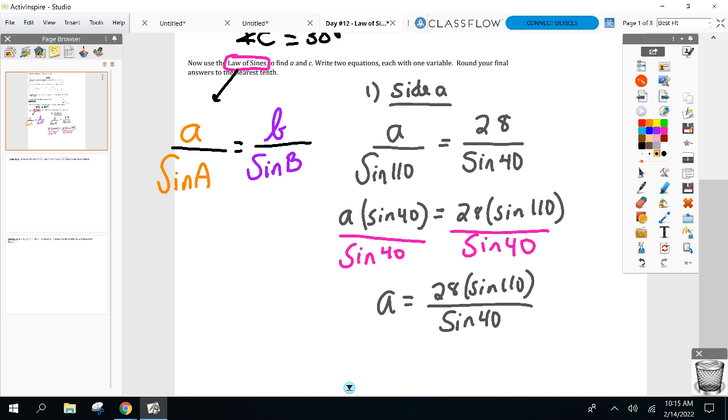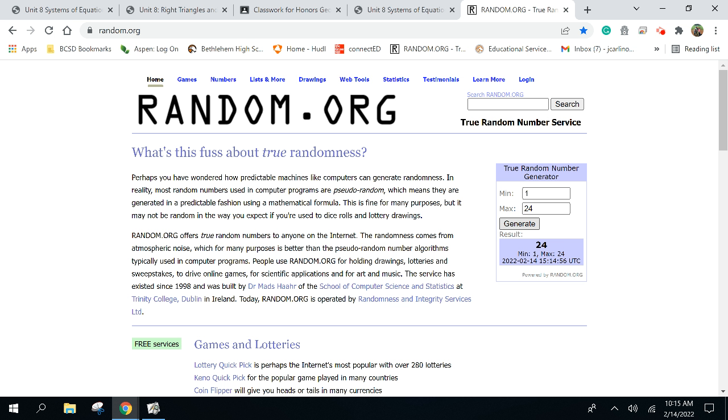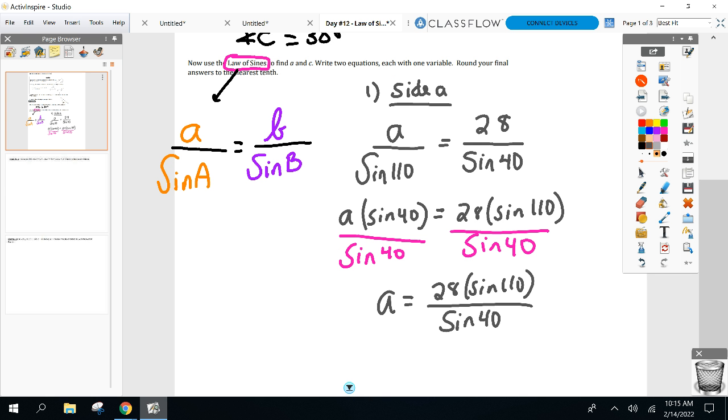Which are what? Find your answers to the nearest tenth now. So when you're ready and you have it to the nearest tenth, let me know. 40.9. 40.9 looks good to me, Josh. Yep. 40.9.